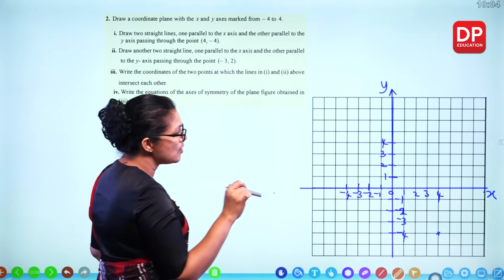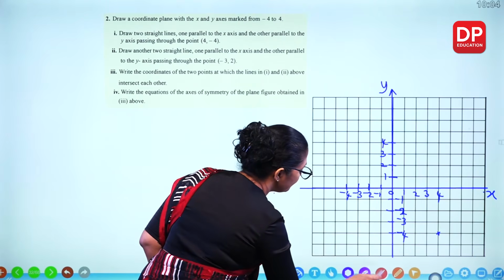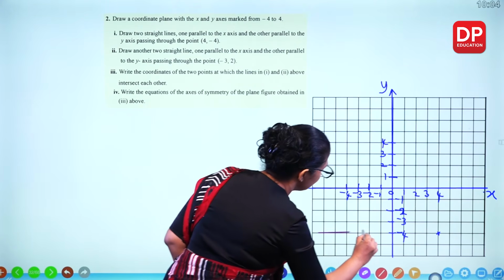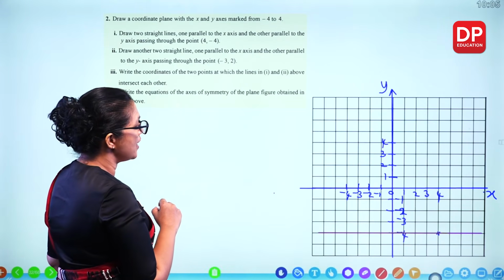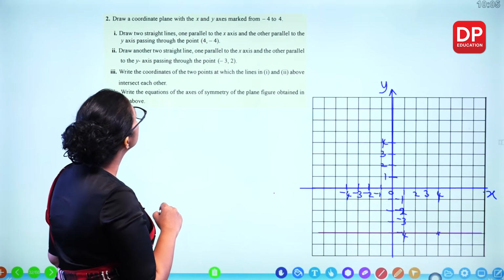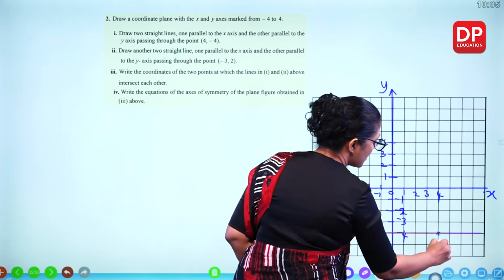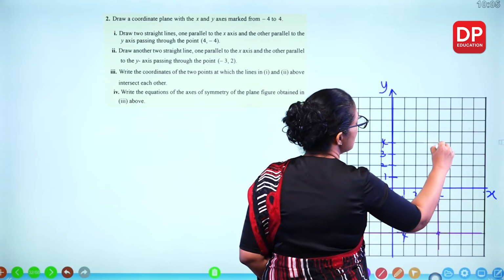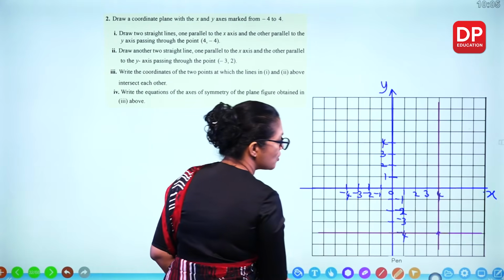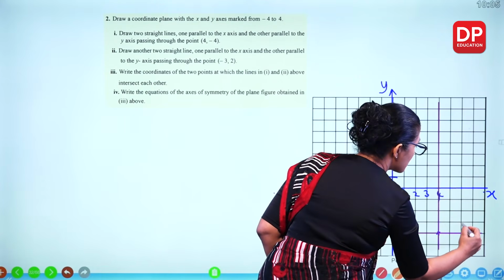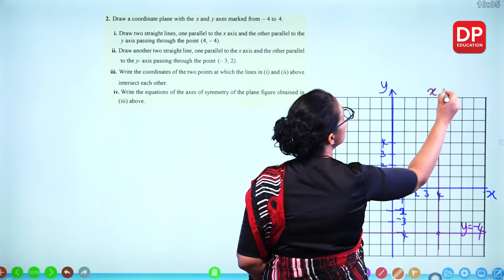Parallel to x-axis means we have to draw the horizontal line. So what's the horizontal line there? This line. What's the equation? Y equals minus 4. And here, what's the line parallel to y-axis? This way, vertical line. So this is the vertical line, passes through that point. So if you want the equation, what can you write? This is y equals minus 4 and here x equals 4 line.